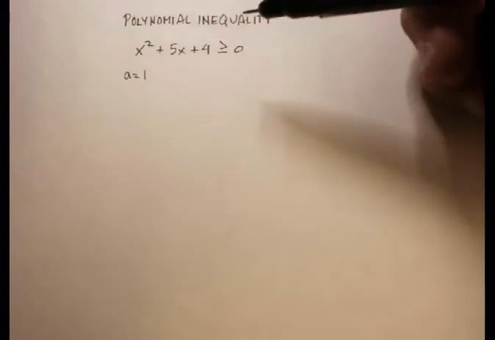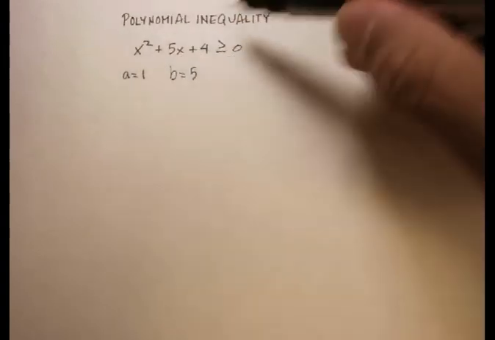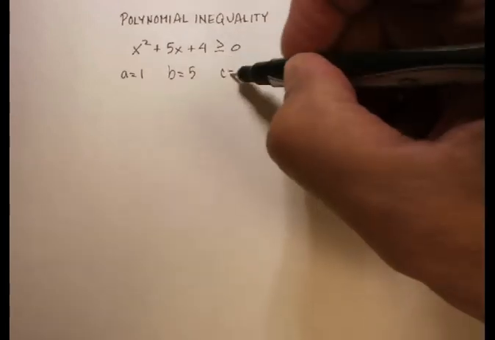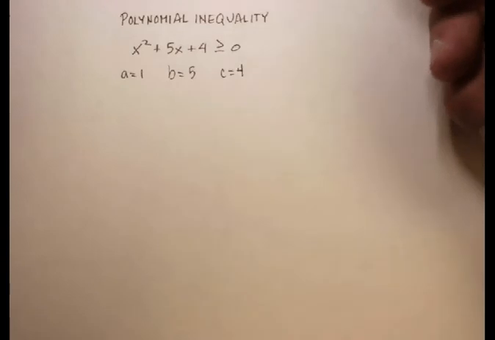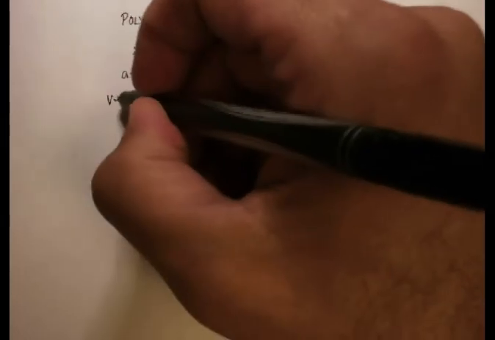If we're going to do it in the standard form, we're going to say that a is equal to 1. It's the coefficient in front of the x squared. B is equal to 5, the coefficient in front of the x, or the linear term. And c is the constant. In this case, it's 4. Now, what can we get from the a, the b, and the c? Well, there's a lot of information.